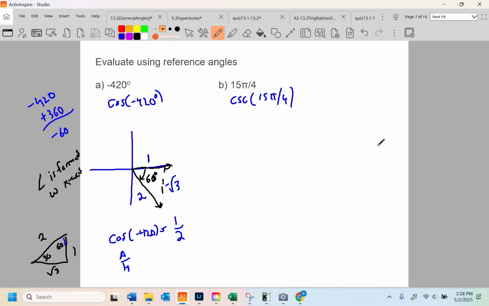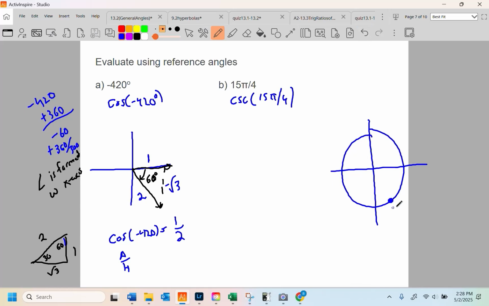Pretty cool, huh? Now, if I would have added another 360, I would have been at 300 degrees. So I'm trying to tie into what you learned on that circle. 300 degrees is about right here. And the ordered pair at 300 degrees is 1/2, negative root 3 over 2. I want you to notice that the x value is cosine. There's a big tie-in going on here, all right?